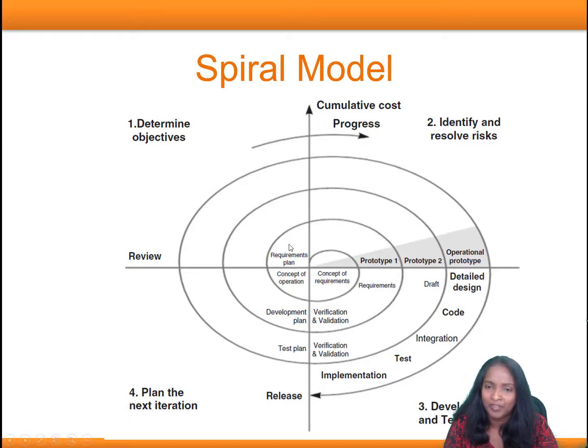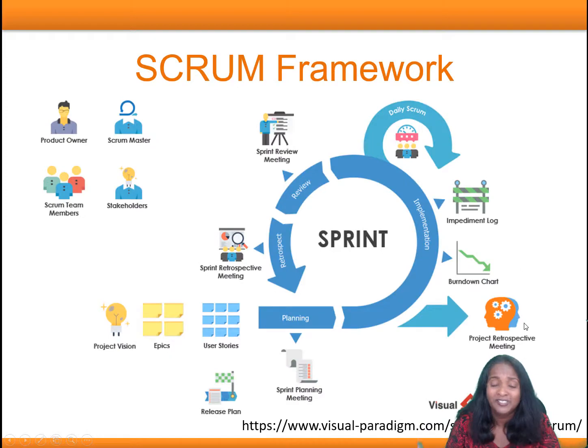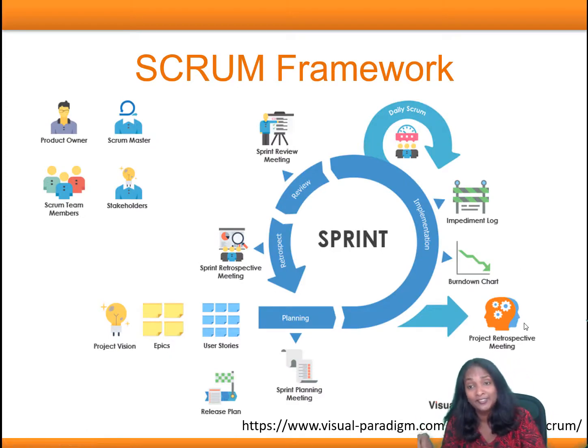So there is the concept of requirements, concept of operation, requirements plan, and prototype one. And then you finish that, verification and validation, development plan, and then comes the second one. And then the test plan, the third one. So it goes in a spiral format, and that is why it is called the spiral model. Every phase is incremental, in terms of the prototype that is being developed, and you end with the operational prototype.